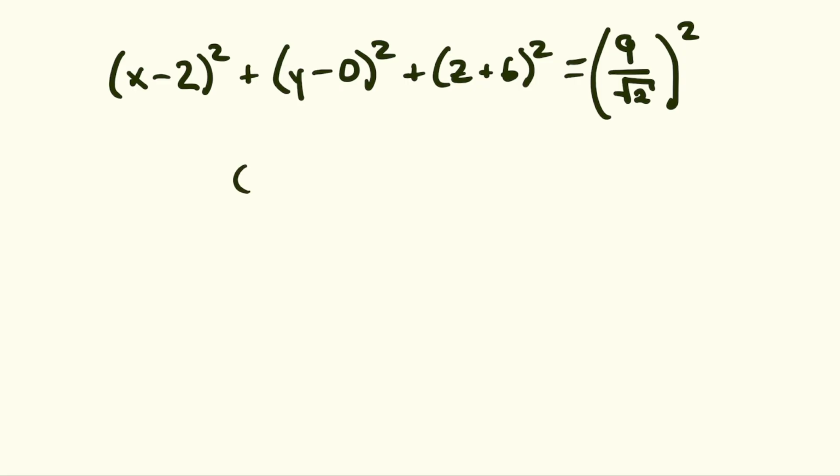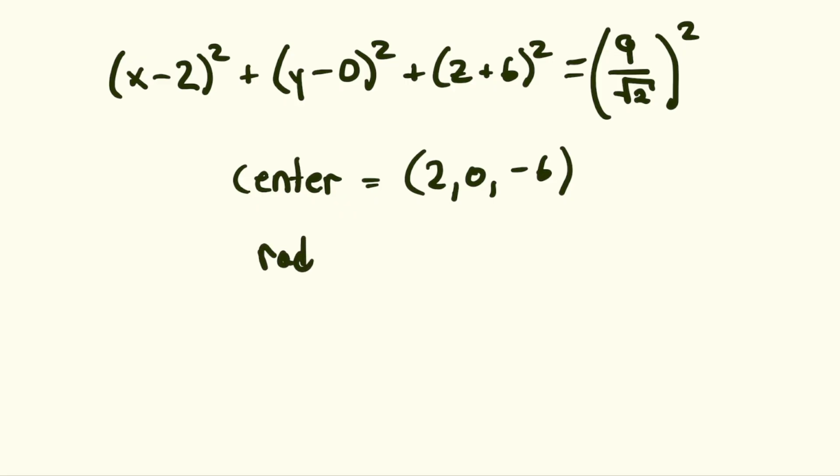So this tells us our center is going to be 2, 0, negative 6. Notice we had to flip the sign of everything. And our radius is going to be 9 over the square root of 2.